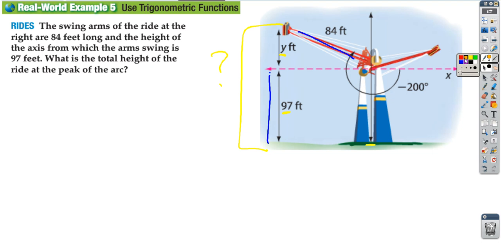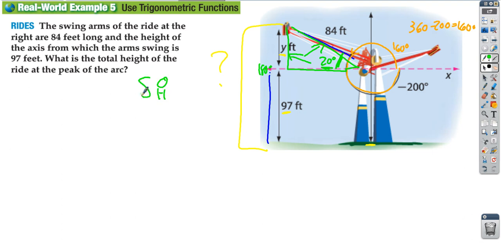They're telling us a couple of things. They're telling us that this angle here is negative 200 degrees, which is the same thing as positive 160, because 160 would complete the circle there. So we do the same thing. We want to find our reference angle. From 160 down to 180 would be a 20-degree reference angle. And now we have this triangle right here. Theta is 20. They're giving us opposite, which is y, and they're giving us hypotenuse, which is 84. Opposite over hypotenuse, you may remember that's equal to sine. So the sine of 20 is equal to y over 84.